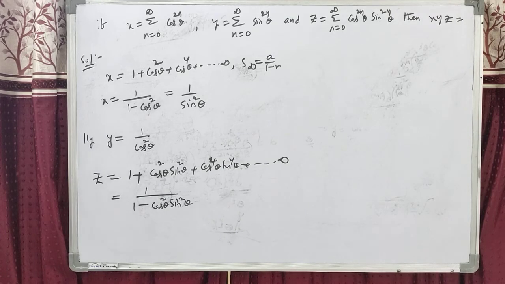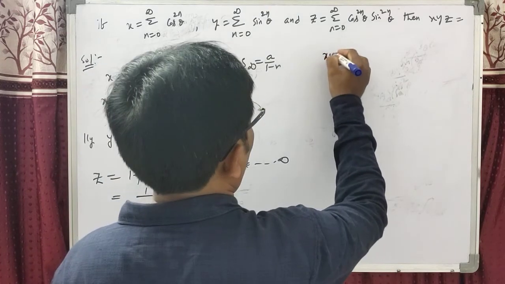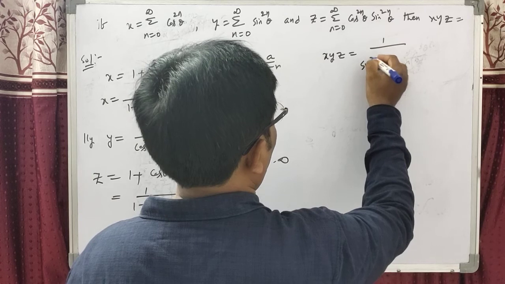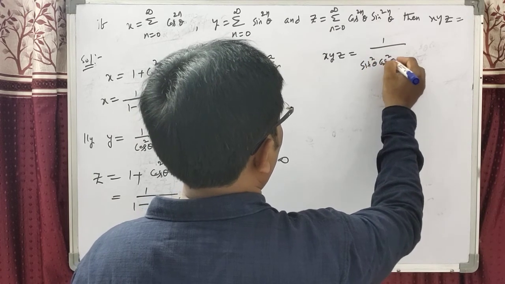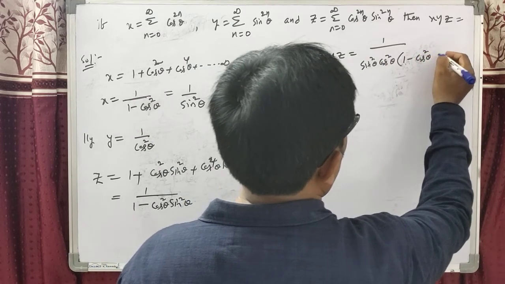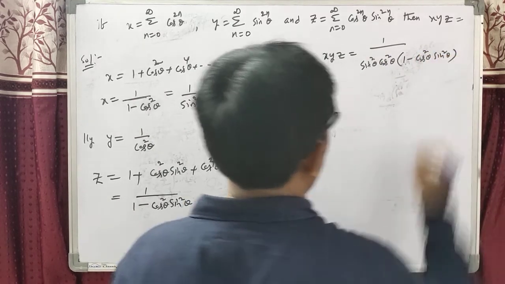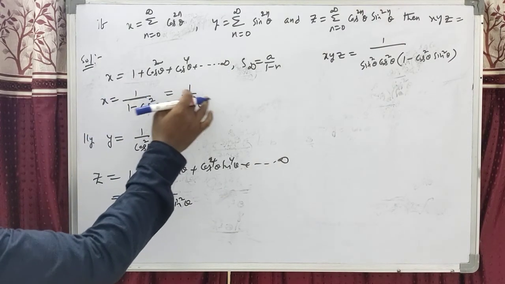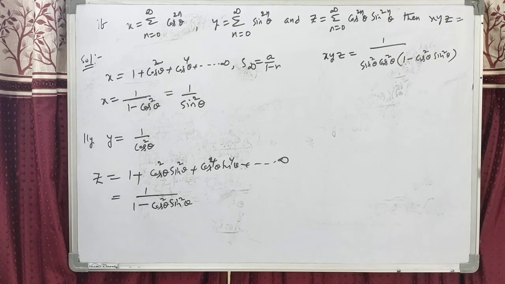So dear students, now how do we write this? x, y, z is 1 by sin square theta, 1 by cos square theta, and 1 by 1 minus cos square theta sin square theta. Okay students, what can you understand? x into y into z is 1 into 1 into 1 over sin square, cos square, 1 minus cos square sin square.